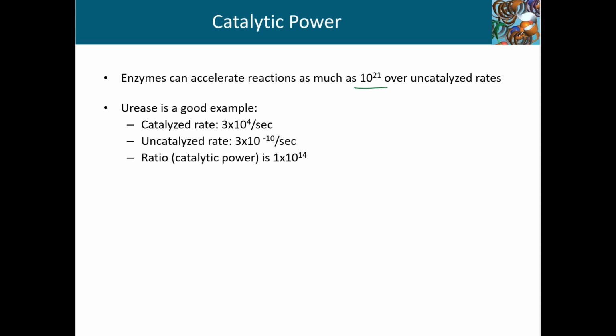And this is a good example. Urease has a catalyzed rate of 3 times 10 to the 4 molecules per second. Uncatalyzed, very, very slow, and therefore the catalytic power for this particular enzyme is 1 times 10 to the 14th. You can see really quickly, without a catalyst present, negligible reaction. With catalyst present, about 30,000 reactions per second, and that's a significant improvement.